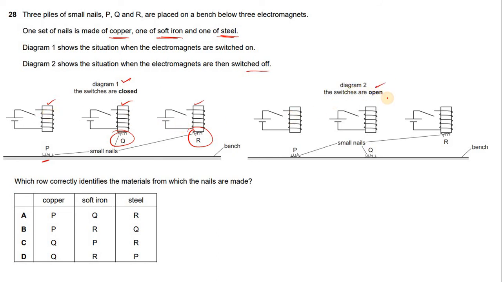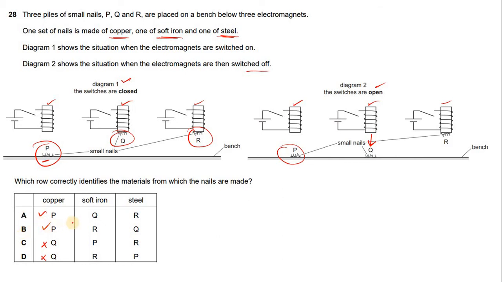The switch is open. Turn off the switch. So they are not electromagnets anymore. They are not magnets anymore. So P remains at the bottom, of course. Q falls down. R is still intact. Now, which row correctly identifies the material that each nail is made of? Of course, nail P is not attracted, and of course this is copper. So the option has P as copper. Q cannot be copper, so C and D are immediately gone. Don't waste your time. You need to figure out A and B.